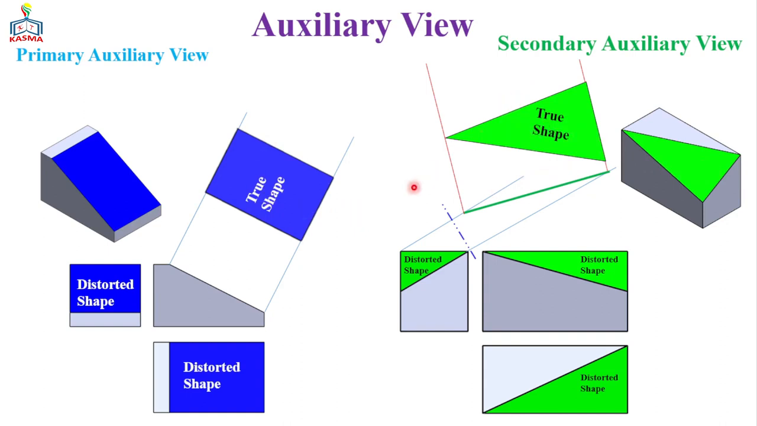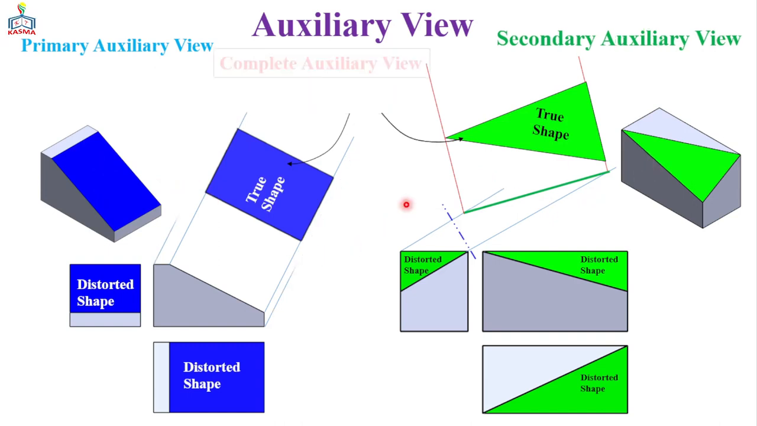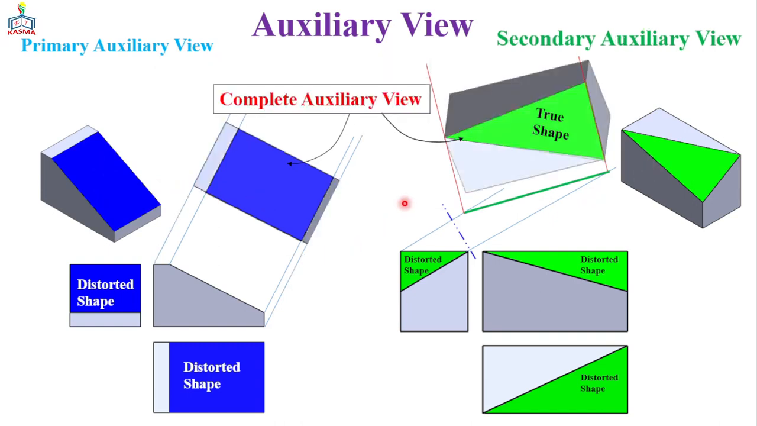Based on the projected surface, we can divide the auxiliary view into a partial auxiliary view and a complete auxiliary view. In the case of a partial auxiliary view, we project only the slanted surface, and in the complete auxiliary view, we project all the surfaces as seen from the view of the slanted surface. In most cases, we use a partial auxiliary view instead of a complete auxiliary view.